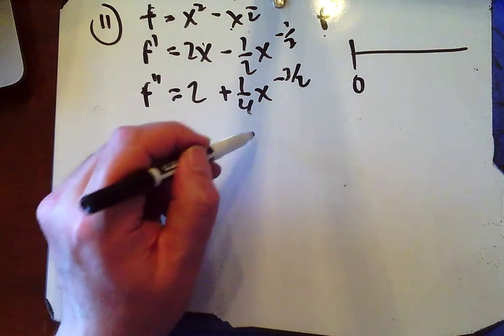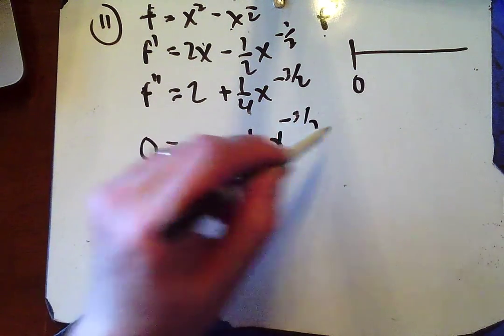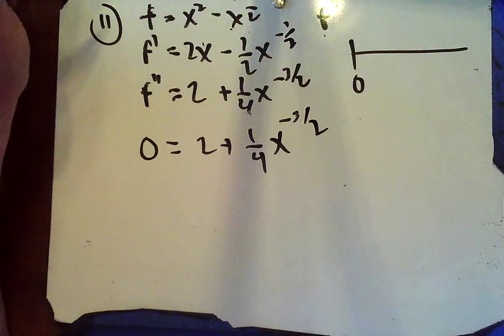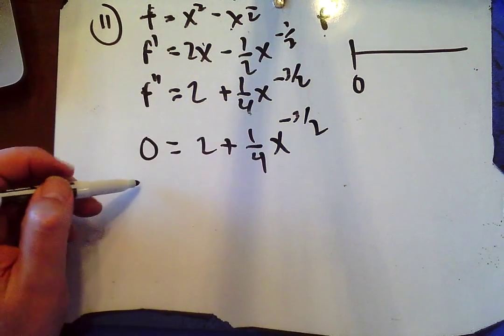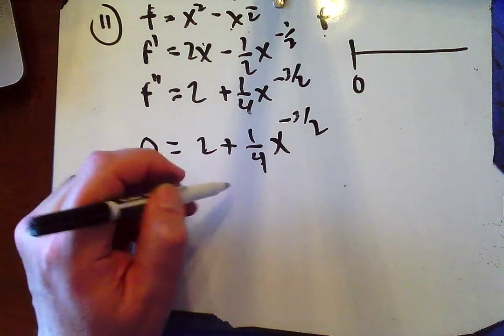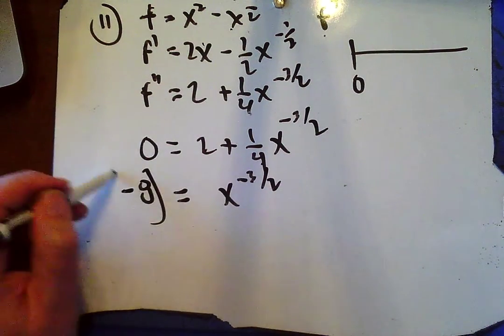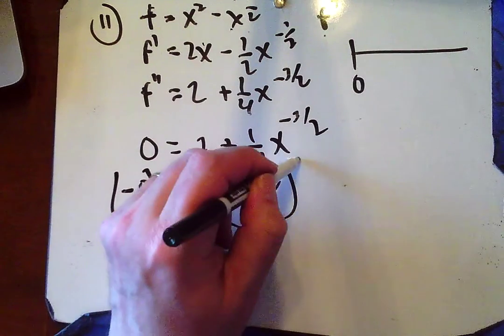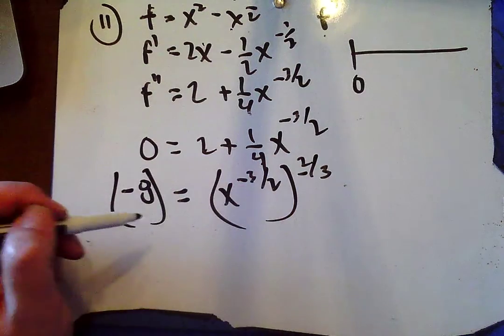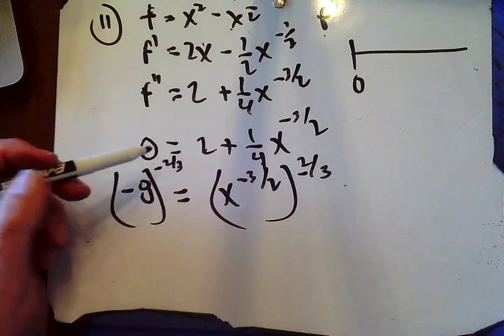We have 2 minus plus 1/4 x to the minus 3 halves. All right, well, this is a little troubling because when I subtract 2 and multiply by 4, I'm going to have negative 8 equals x to the minus 3 halves. And if I raise both sides to the reciprocal power, negative 2/3.